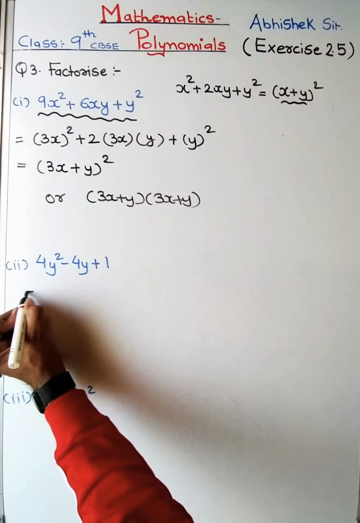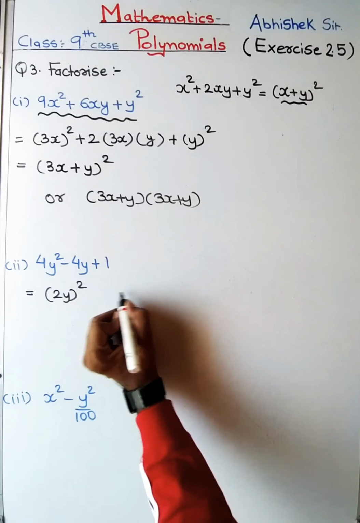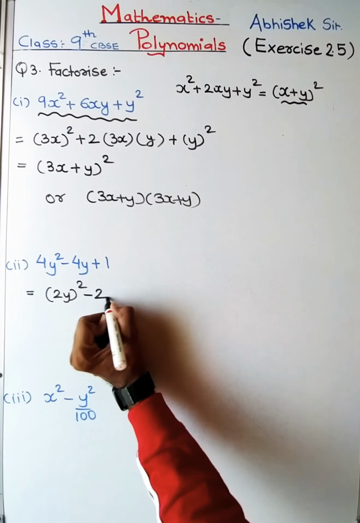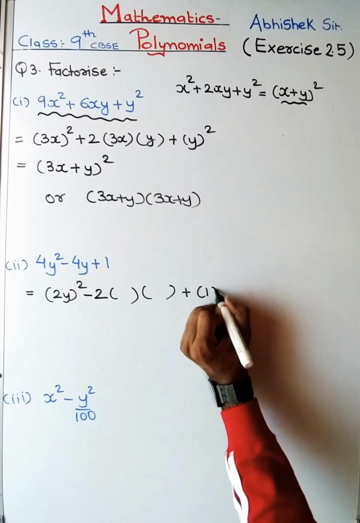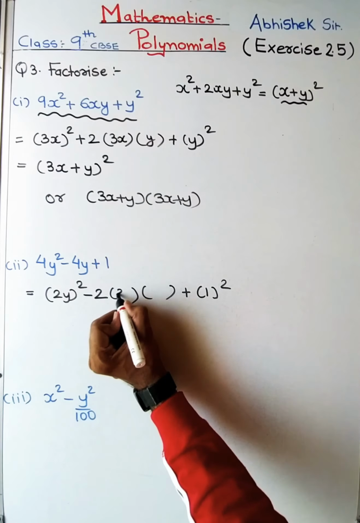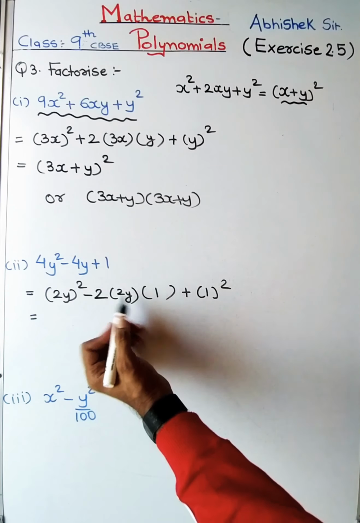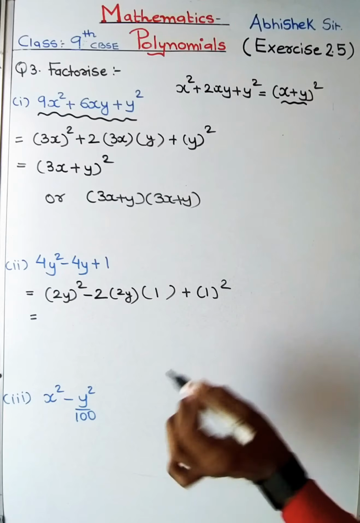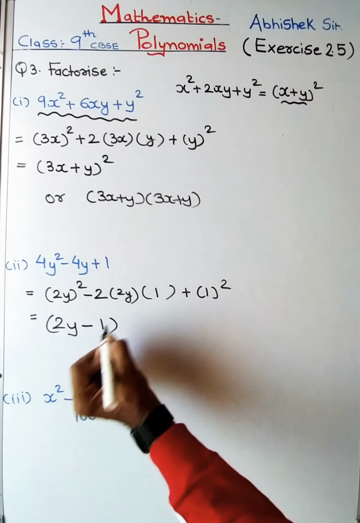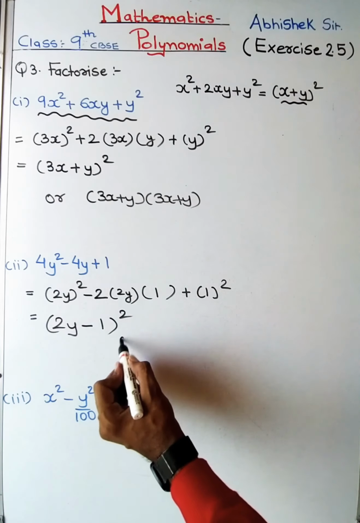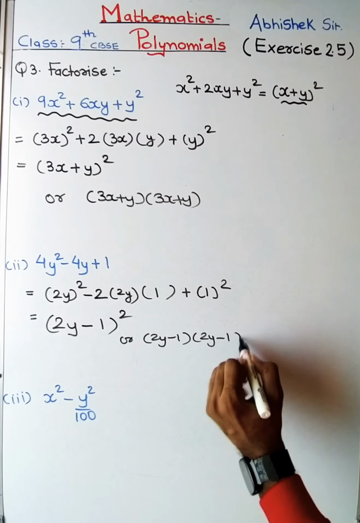Same way, let us try for this one. 4y square is the square of 2y. Here minus 2 will be from the rule. I am leaving 2 brackets. 1 is the square of 1. If you write 2y and 1 over here and verify the middle term, minus 2 2s are 4y into 1 is 4y. Clear? So we can write this as first term minus the last term whole square, or 2y minus 1 into 2y minus 1.